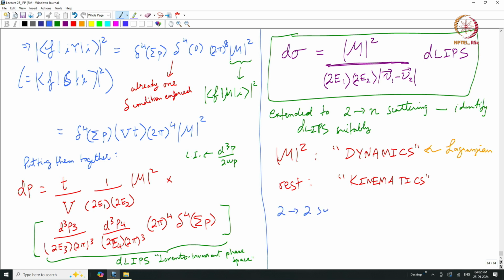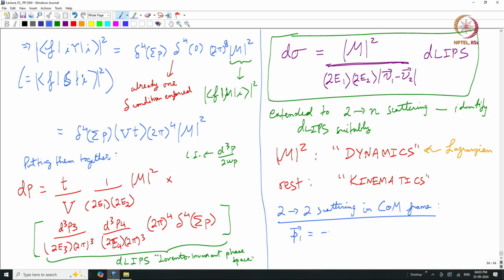It's 2 to 2 scattering in the center of mass frame, or center of momentum frame actually. Because this happens all the time, right. At the LHC, the lab frame is the center of momentum frame, correct. So, at the LEP also this was true, turned out to be very important, right.